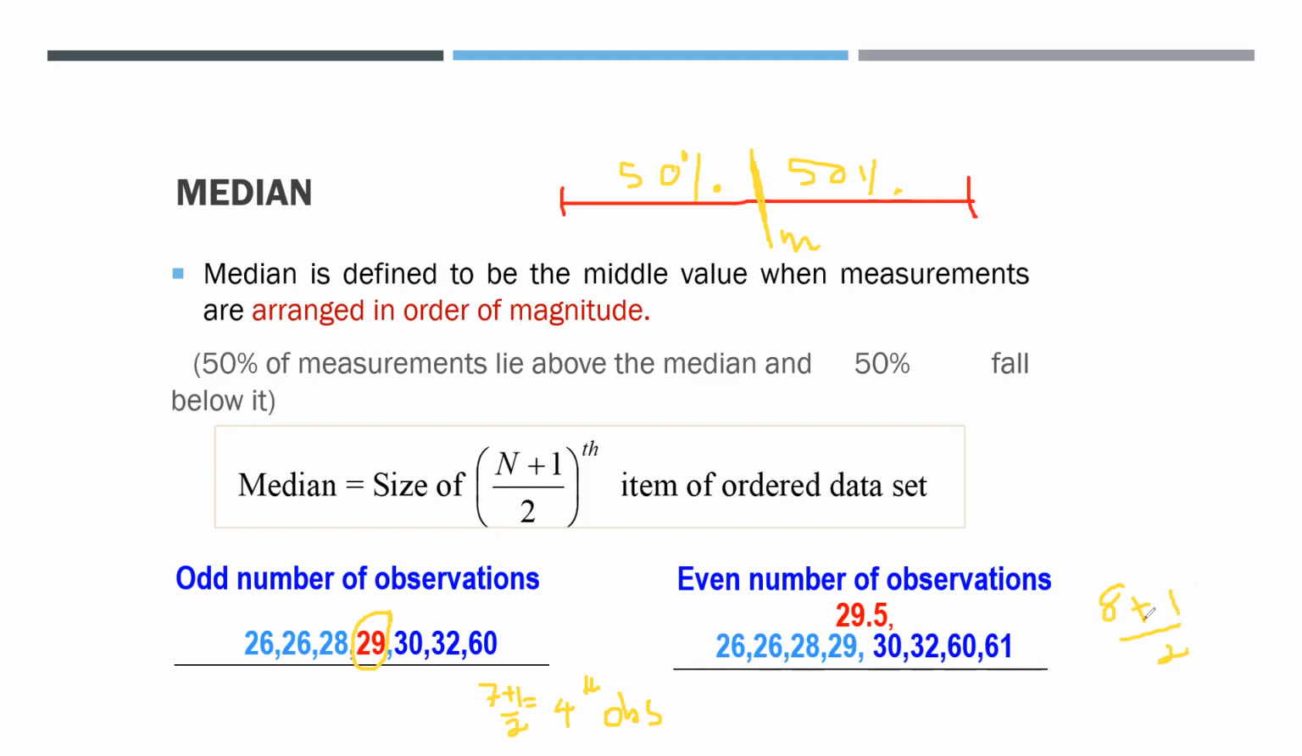That means here 8 plus 1, 9. 9 over 2 means here 4.5. This observation should be there. Now there is no point called 4.5. There what you have to do is consider the fourth observation and the fifth observation and then get the average of these two. That means you have to add the fourth observation 29 plus 30 and divide by 2.